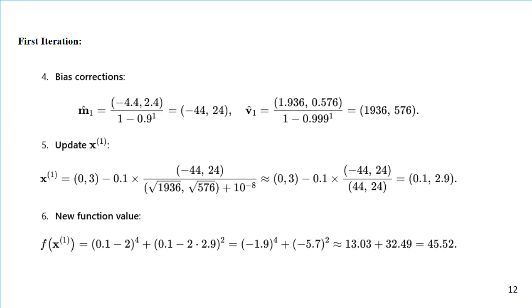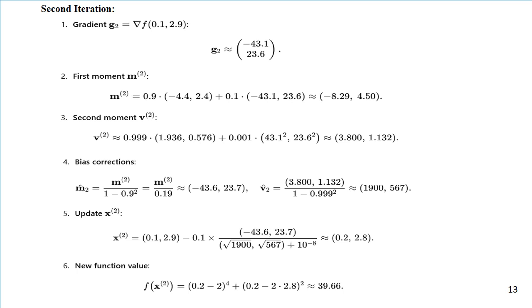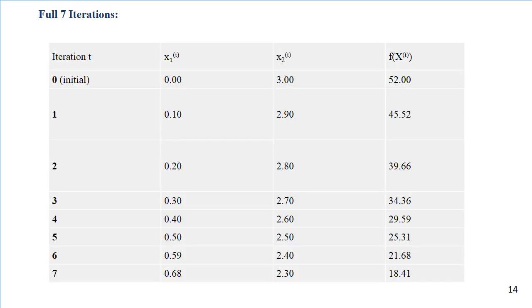Next, we calculate the bias-corrected momentum and the bias-corrected variance, and use them to update the parameter. After that, we evaluate the objective function at the new point. Then, in the second iteration, all the previously described steps are repeated. This includes computing the gradient, computing the first moment, computing the second moment, and applying the bias corrections based on the updated parameter obtained from the first iteration. The parameter is then updated again, and the value of the objective function is computed at the updated x. The algorithm continues to iterate until convergence to the optimal solution.